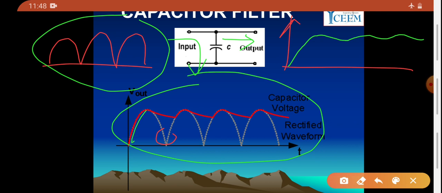Okay, here same waveform is shown. The capacitor will charge to its maximum value, then discharge, then again input is increasing, so charging. If input is reducing, then discharging, like this. So this type of waveform you will get at the output, which is comparatively pure, as the output of rectifier is having more pulsating DC, more ripples. The output of capacitor filter has less ripples.